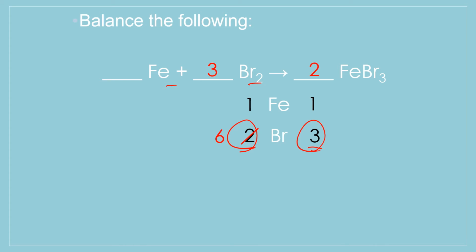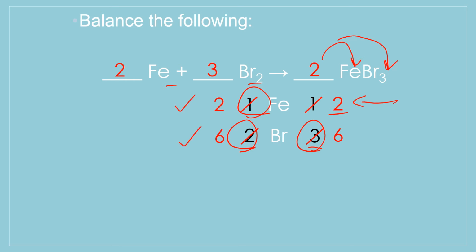And that's 2. So this changes to a 6, but I distribute the 2 to both Fe and Br, so Fe changes. 2 times 1 gets me 2. So I go back up to the iron and go to the smaller side and ask what number times 1 gets me 2. So the answer here is 2. So now both sides are equal. I am done. It is balanced.